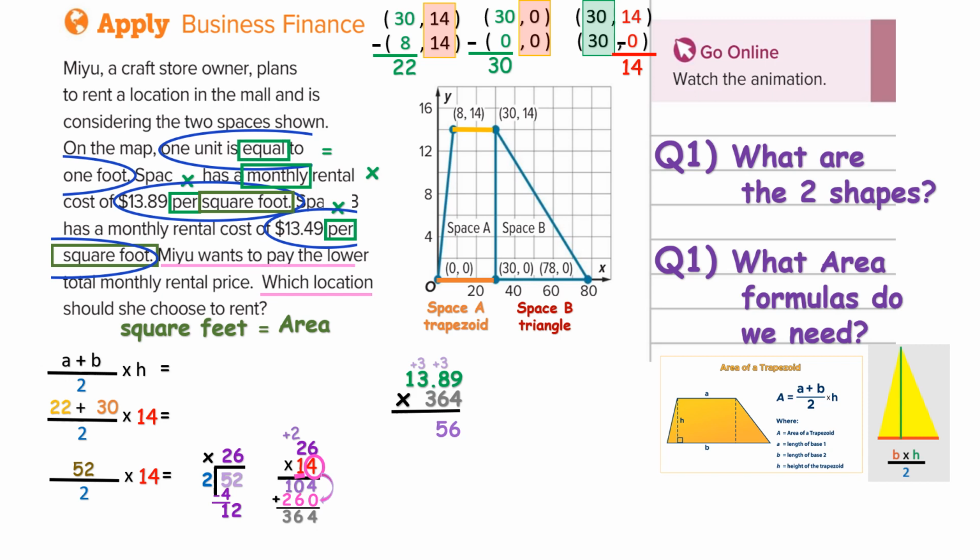4 times 3 is 12, plus 3 is 15. Down my 5 and carry my addition of 1. And 4 times 1 is 4, plus 1 is 5. So when I multiply by 5s, I get the 5,556. Now I go to my second number.